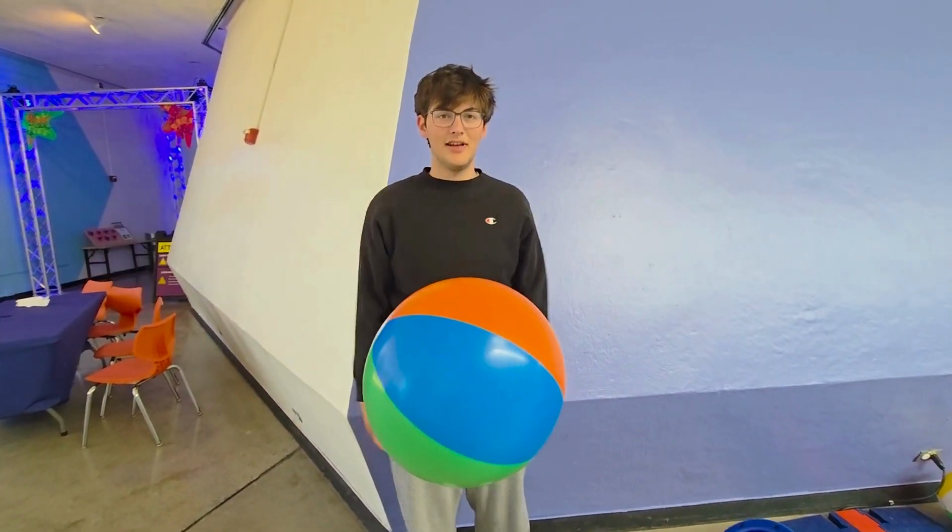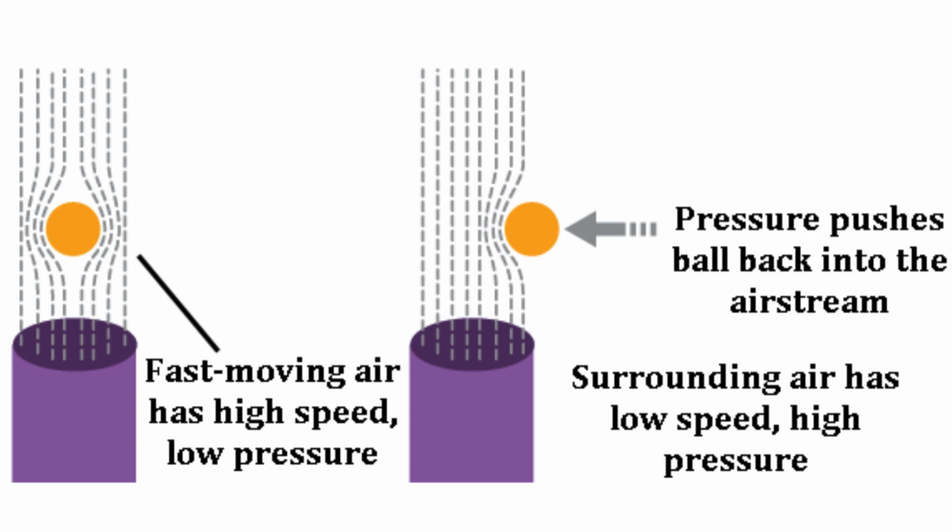And fast-moving air is creating a low pressure zone around the ball that's like surrounding it, and the slower moving air that's around that is high pressure, which is holding the ball in place basically. And if the ball starts to drift to one side, the air starts to move faster around that side, which lowers the pressure in the center even more.